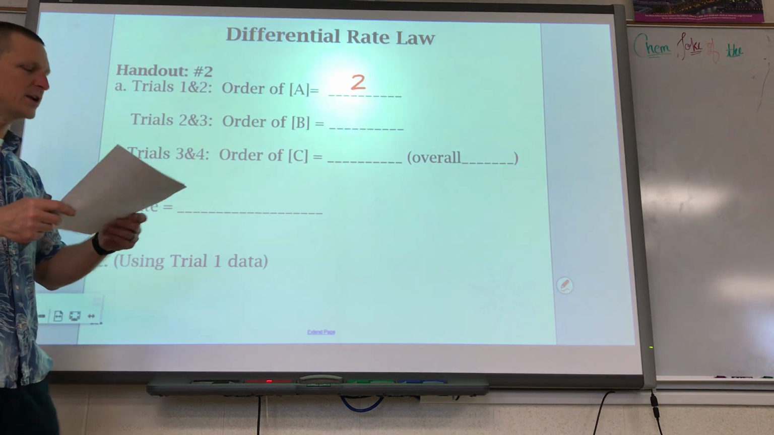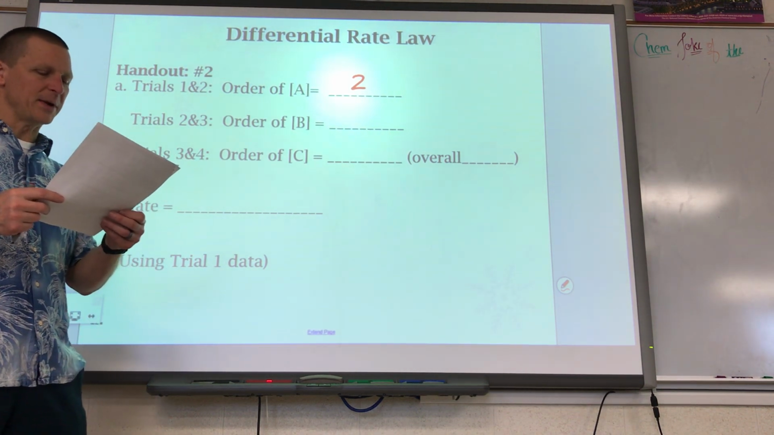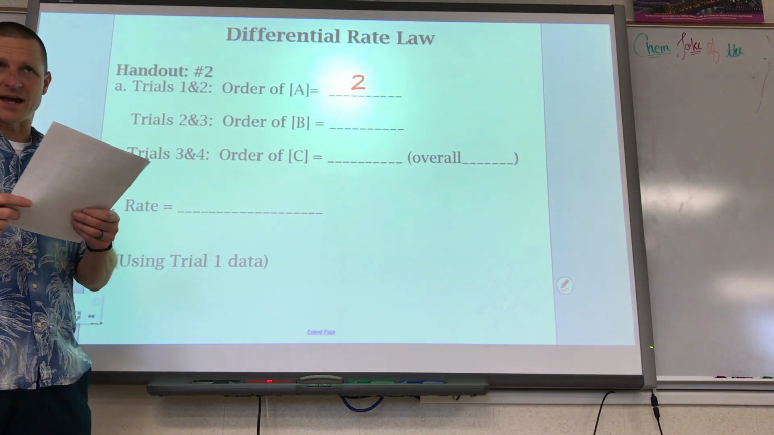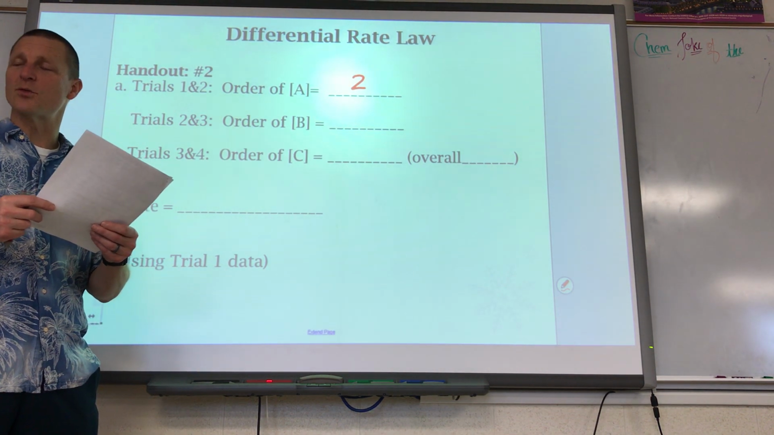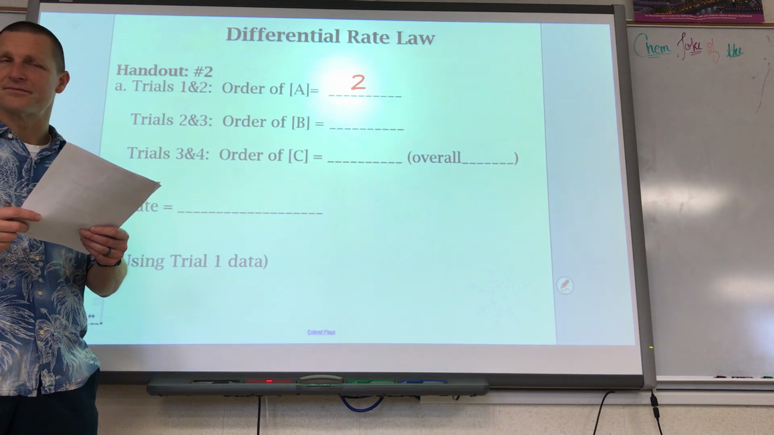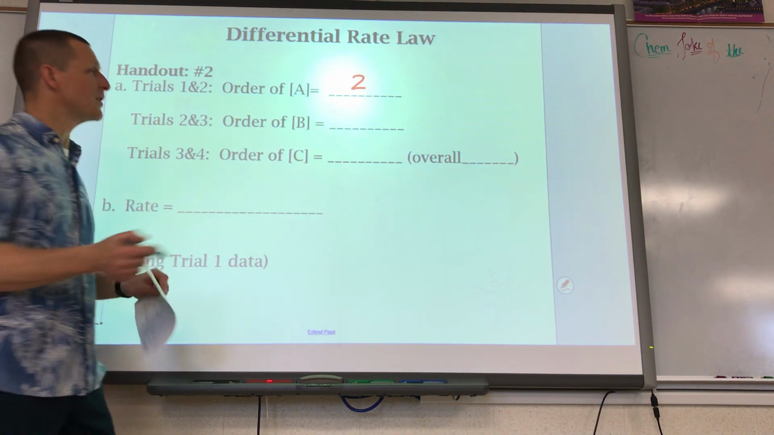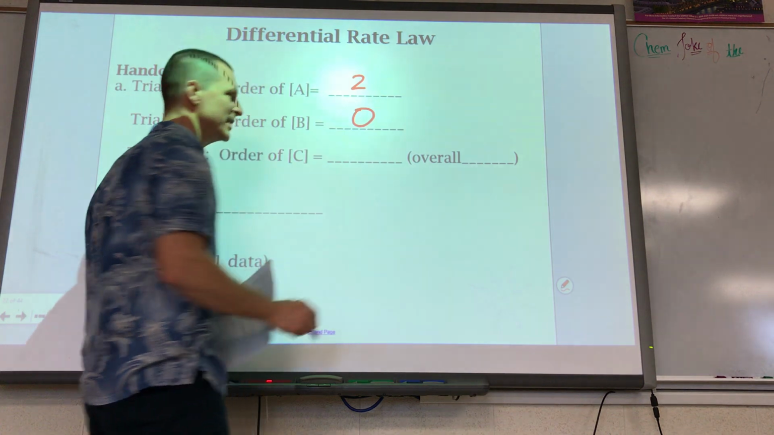What about B? We're going to use trials 2 and 3 for B because A is held constant and C is held constant in trials 2 and 3, but B is doubling. When B doubles, what happens to the rate between trial 2 and trial 3? Nothing, it stays the same. So that means B is 0 order. Those are easy.